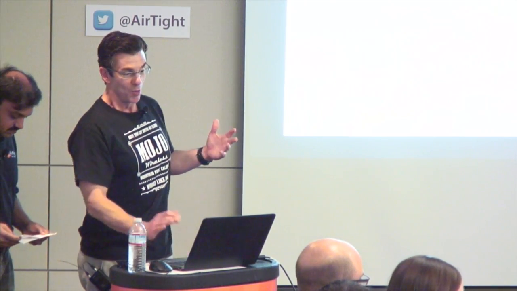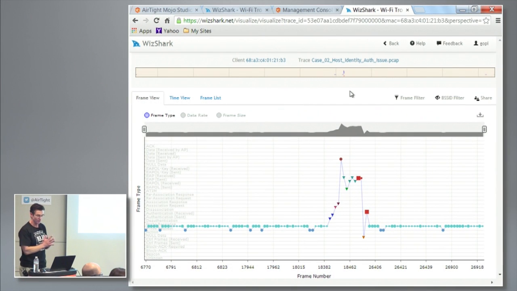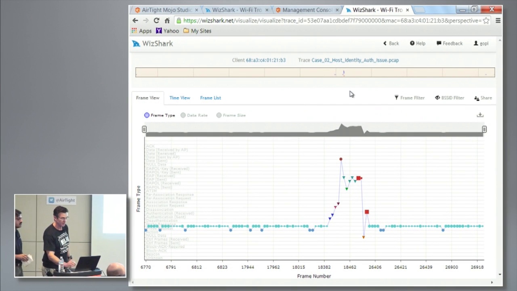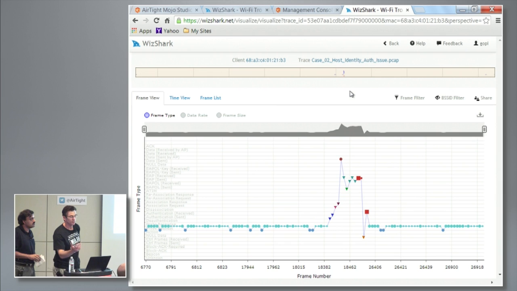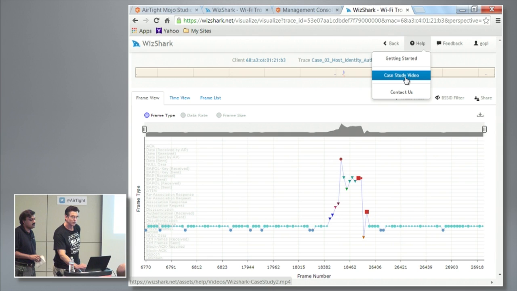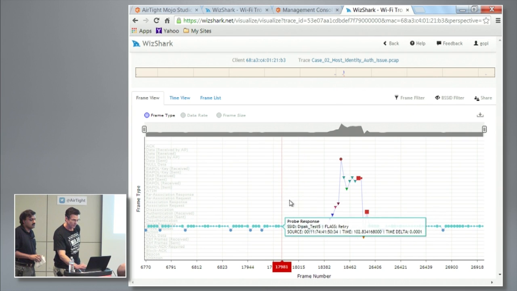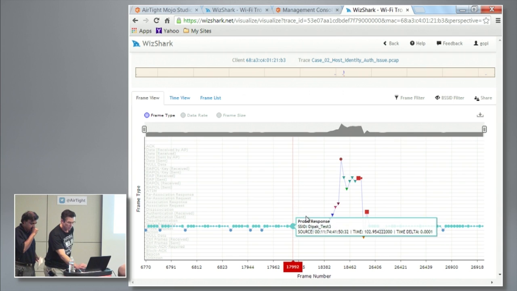All right, so I'm just going to spend a little bit of time on this trace. This is another problem that one of the employees had, and it took a little bit of troubleshooting, and this tool helped us solve the problem. Now, I'm not going to tell you what the solution was, because it's actually a case study video that's built in, and you can go through that and see what the solution was for this particular problem.